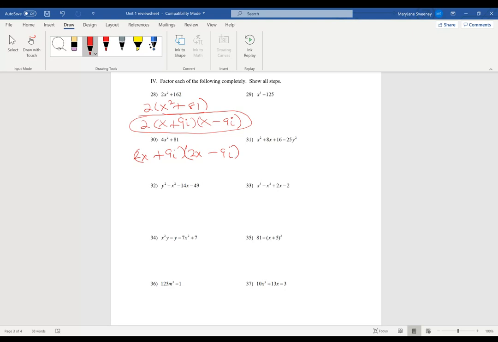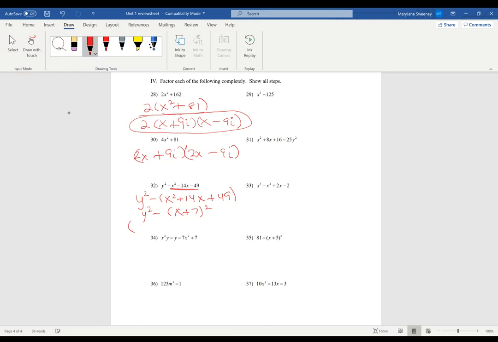32, it's a tricky one. We've got a 1 by 3 grouping. This is almost a perfect square trinomial. If I factor out the negative, then I do have a perfect square trinomial. So I can write it as a binomial squared, x plus 7 squared.